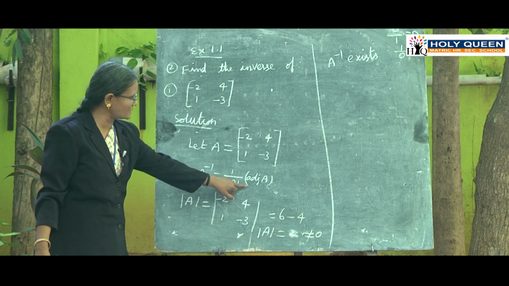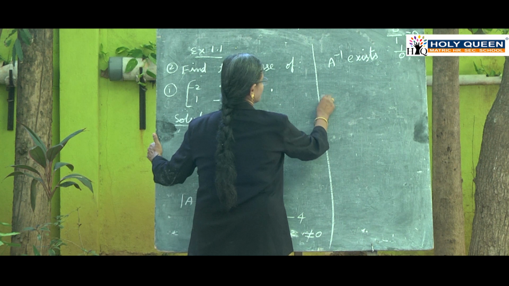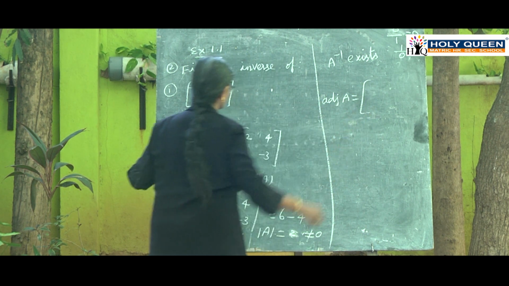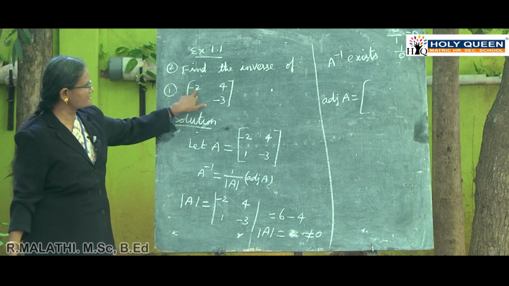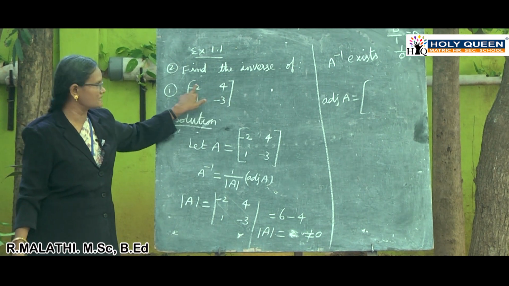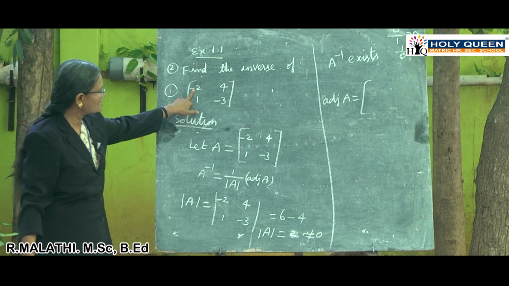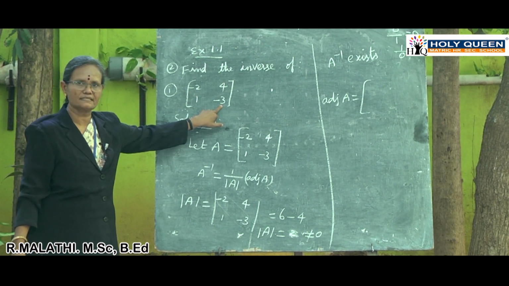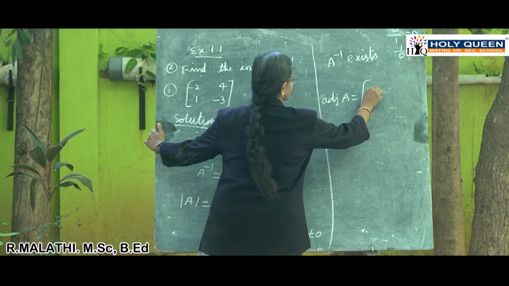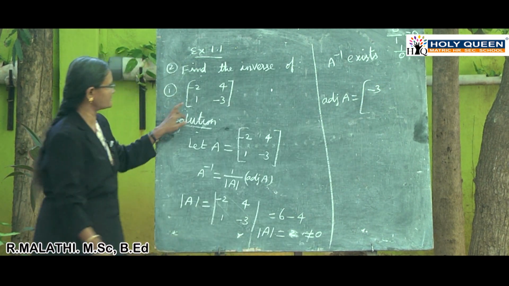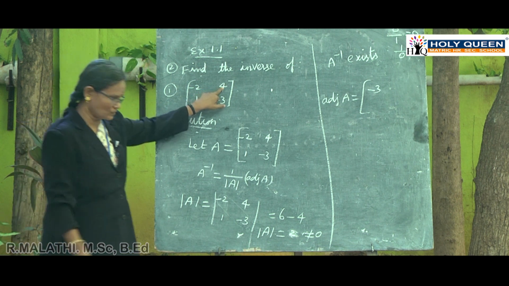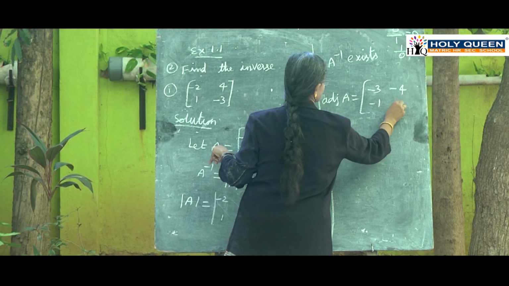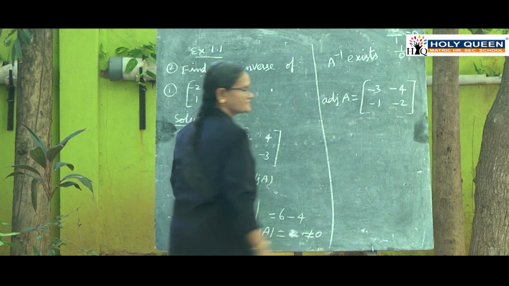Next we can find out adj of A. For adj of A, change the places of the leading diagonal elements. Here what are the leading diagonal elements? Minus 2 and minus 3. Interchange them, and change the sign of the other diagonal elements: that is minus 4, minus 1. So minus 3, minus 4, minus 1, minus 2. This is adj of A.